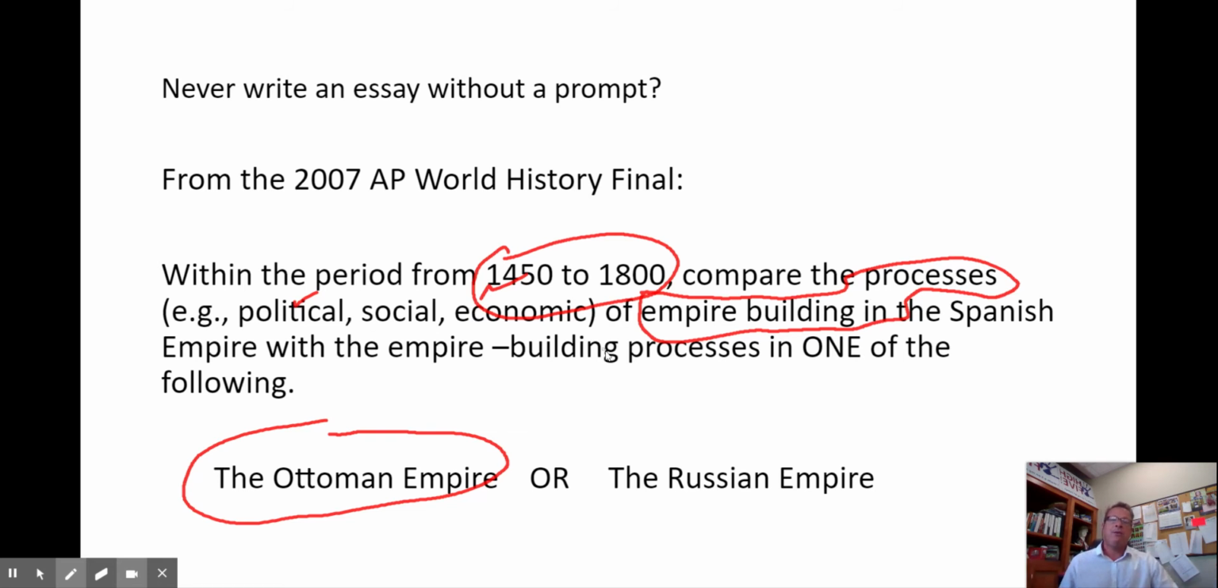I don't want to get tied up in that, but this is where I want your words, your mind to be. Okay. So again, we never write an essay without knowing the prompt. So there you go. This is our prompt.